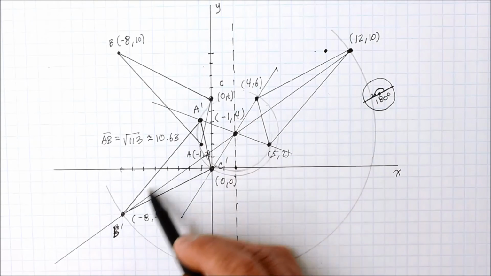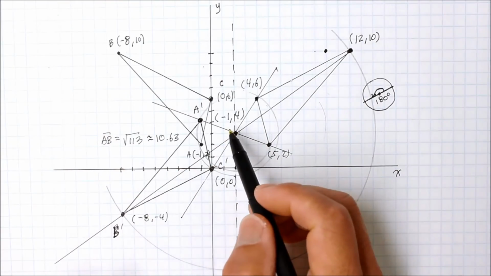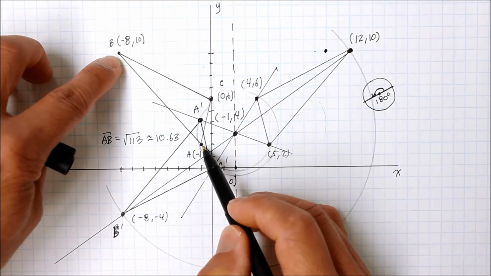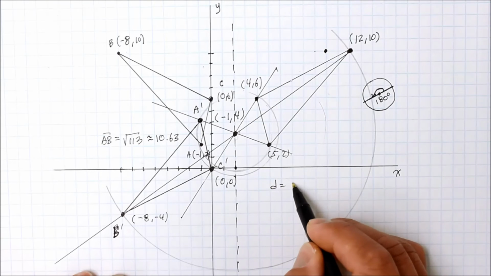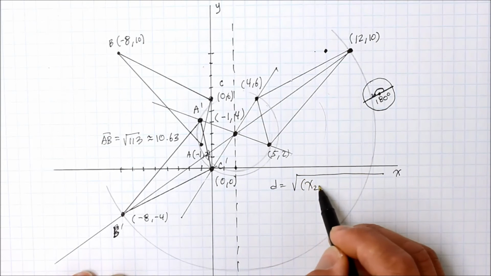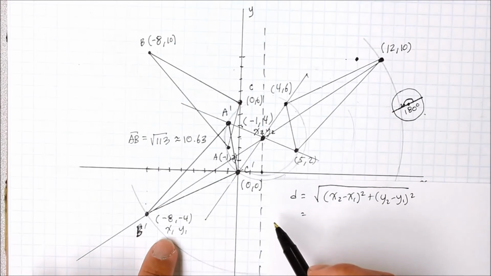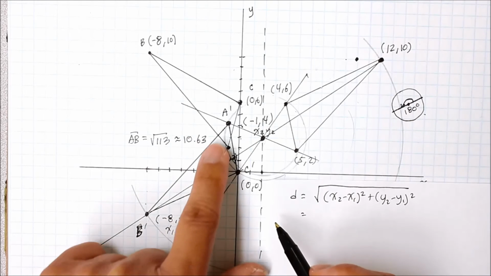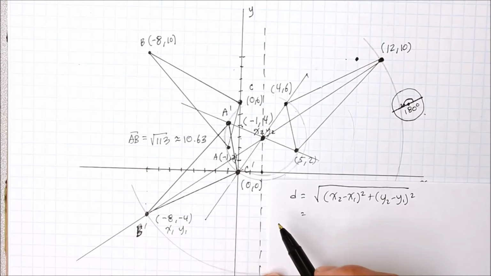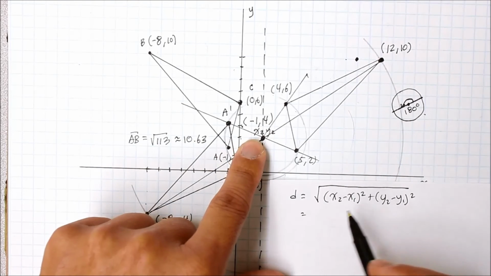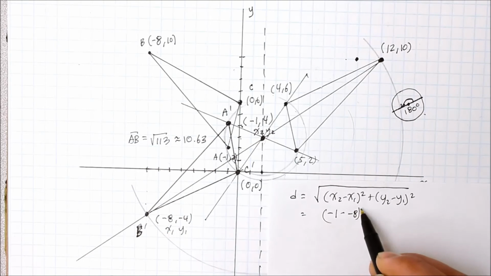Now, if this is the same shape that came from the rotation and the reflection, the distance between the A and B should be the same as the distance A prime, B prime. So we're going to prove that by using the distance formula, square root of x2 minus x1 squared plus y2 minus y1 squared. I'm going to label B prime as x1, y1, and the post image, A prime, is going to be (-1, 4). So x1, y1, x2, y2. So x2 is -1 minus x1 is -8. We're going to square that.